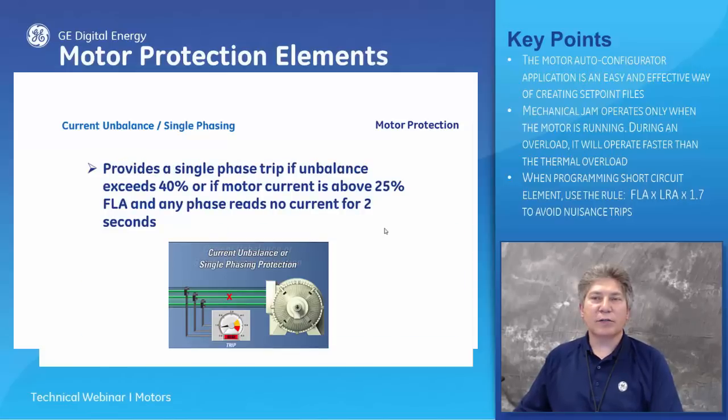Current unbalance, single phasing. This provides a single phase trip if the unbalance exceeds 40%, or if the motor current is above 25% FLA and any phase reads no current for 2 seconds.